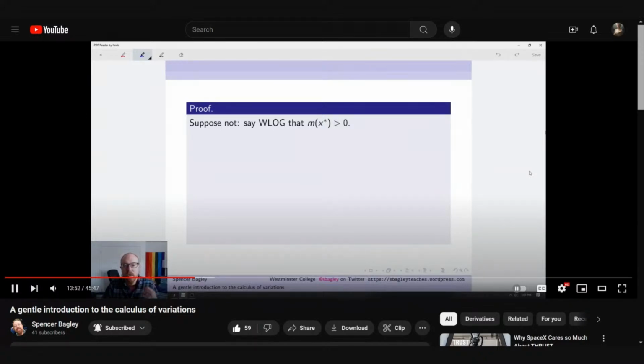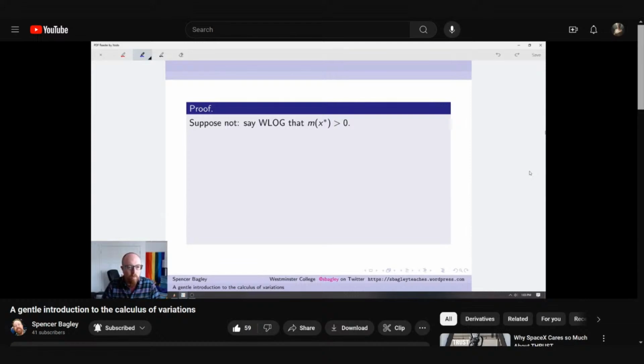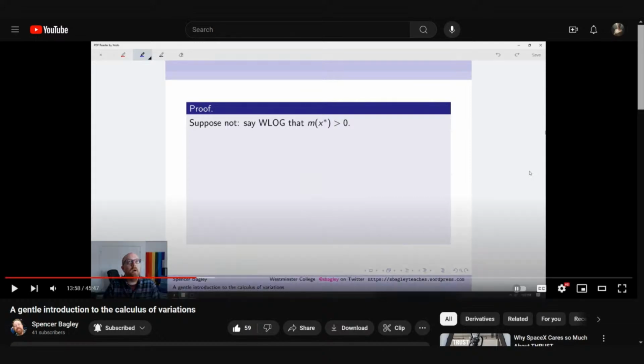There has to be some special x star where it's above 0. Okay, and then couldn't it be below 0 just as well? Didn't he say that it could be below 0?